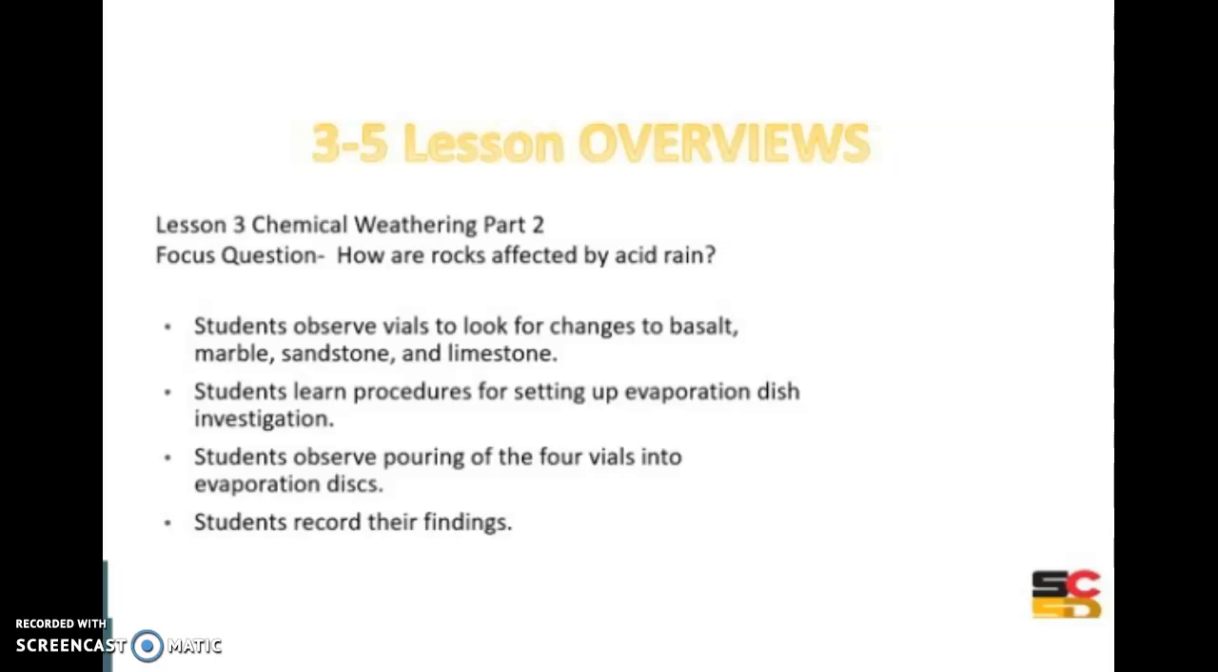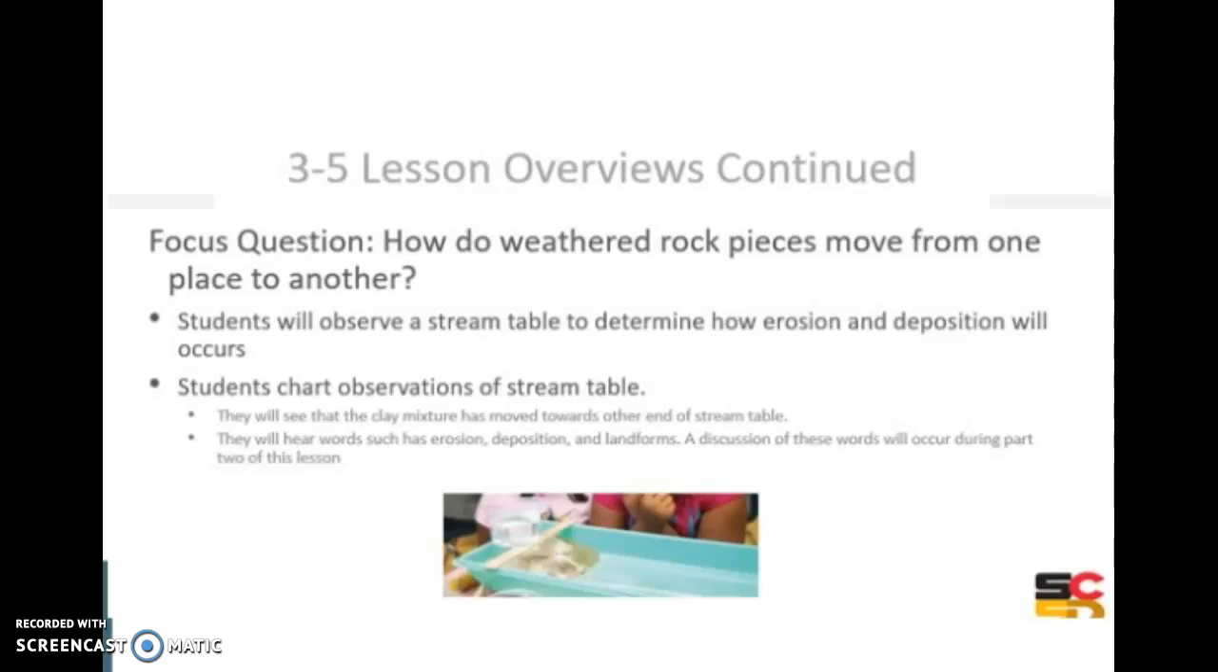The next lesson is: how do weathered rock pieces move from one place to another? So really what we're looking at here is the stream table and how water, with erosion, can cause the landforms to change. They're going to be learning about erosion and then deposition, so the rocks or particles from the earth being moved and settled in different areas.